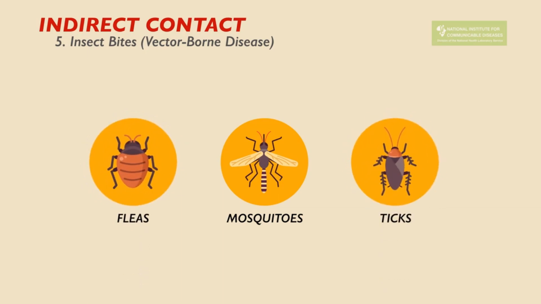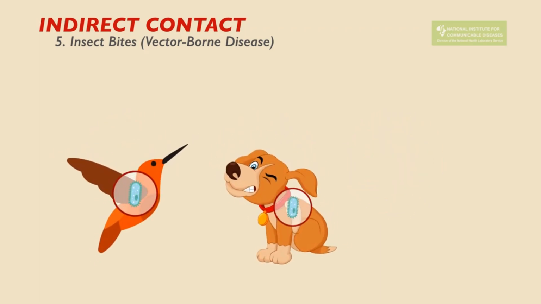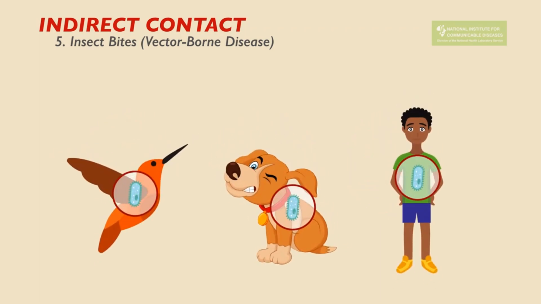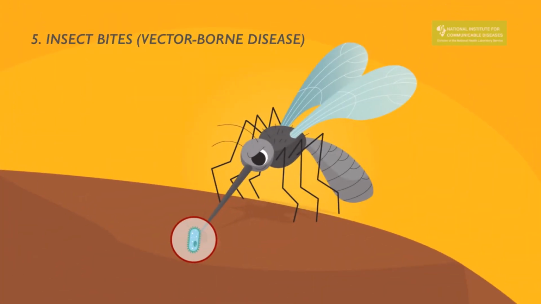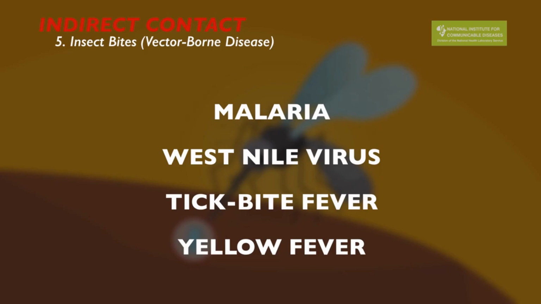The insects become infected when they feed on infected hosts such as birds, animals, and humans. The disease is then transmitted when the insect bites a new host. Malaria, West Nile virus, and tick bite fever are all spread this way.